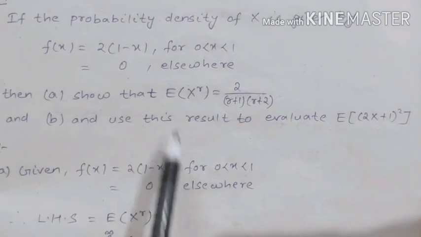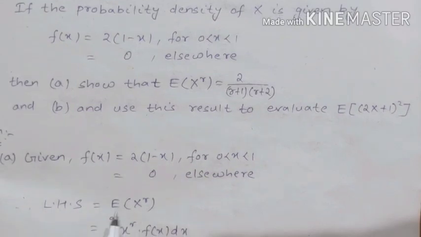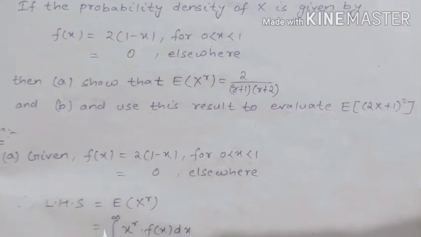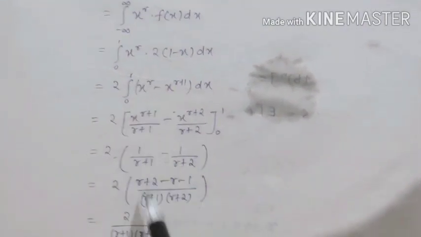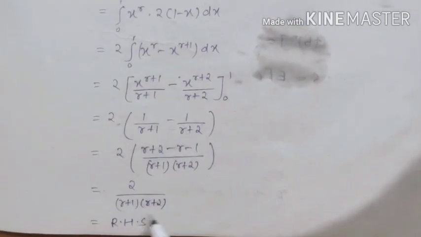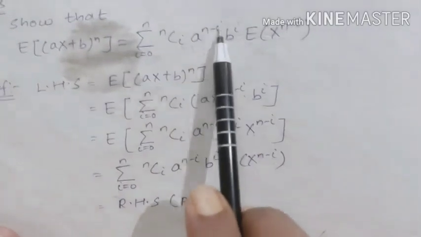How can you find out the E of X to the power r? E of X to the power r is the integration from minus infinity to infinity of x to the power r f of x dx, where x to the power r and f of x can be taken. Then the result is nC_i a to the power n minus i b to the power i E of X to the power n minus i.